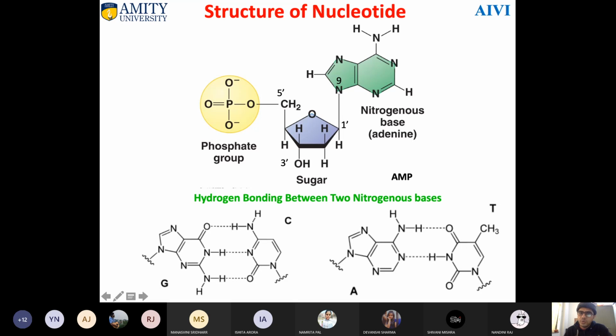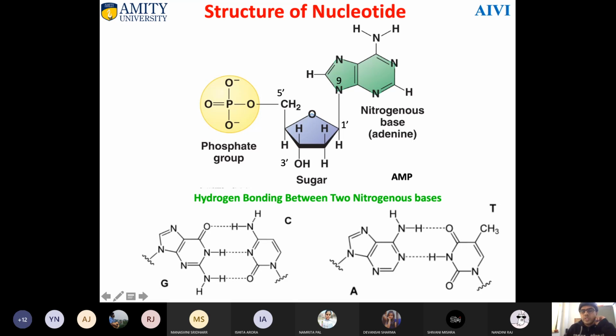So position 1 of your sugar, 9 of your nitrogenous base in case of purine, and 1 of sugar and 1 of base in case of pyrimidine. Where are you going to add the phosphate group? The phosphate group you have to add at the 5'. So the 5 location we call the 5'. These are the ends you are referring to, 5' and 3' end.